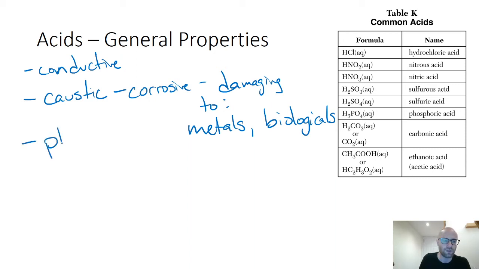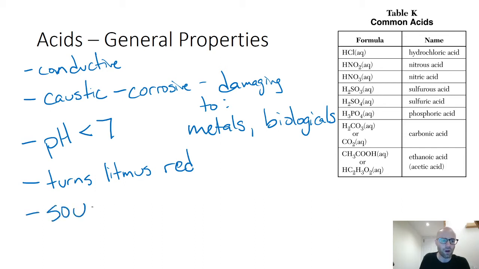Of course, you probably remember that pH is a thing. It's a way to measure the acidity of the solution, and for an acid, the pH has to be less than 7. And the last thing I'll mention, two things, sorry. The first is that it turns litmus red. It's a good indication that you have an acid, and most of them are in fact sour.